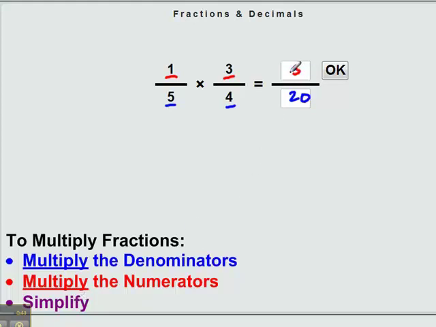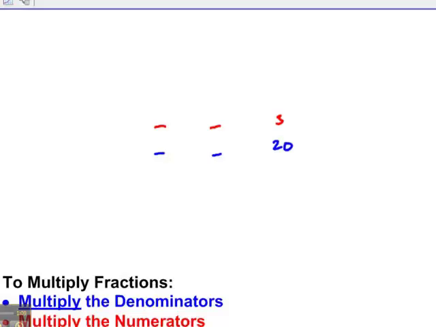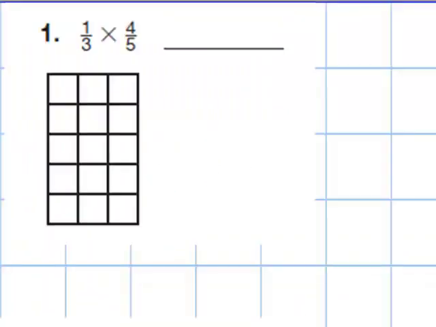Let's look at this. Does it need to be simplified? Well, 3, the numerator, is a prime number. And unless 3 will go into the denominator, unless that prime number numerator goes into the denominator, it is simplified already. So 3/20 is our answer. Let's also take a look at how to multiply fractions in another way.